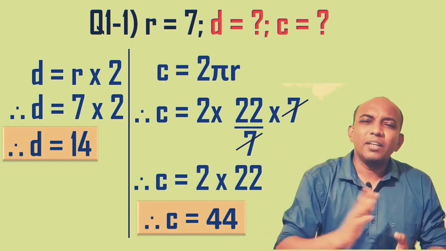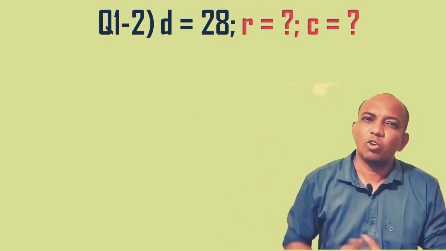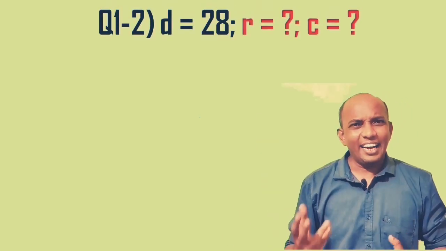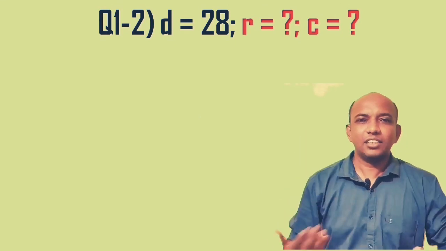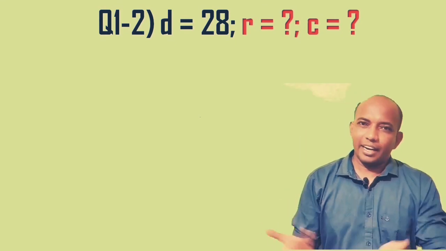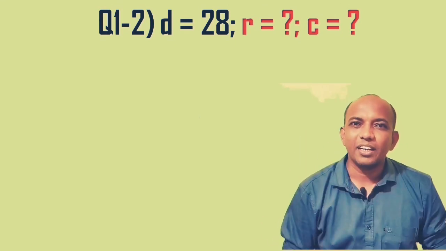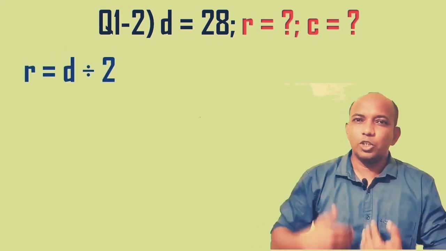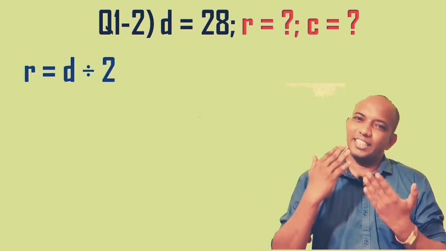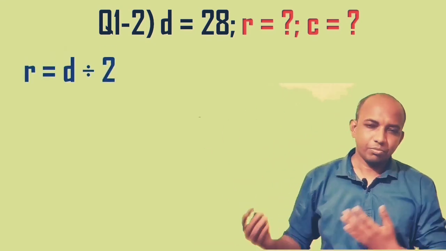So if you remember the second question of the table, you will come to know that diameter is given to me, the way you are looking on the screen, that is 28, and I need to find the radius and the circumference, correct? Again the basic formula, diameter is given, radius I need to find. So radius equals, yes, d divided by 2.